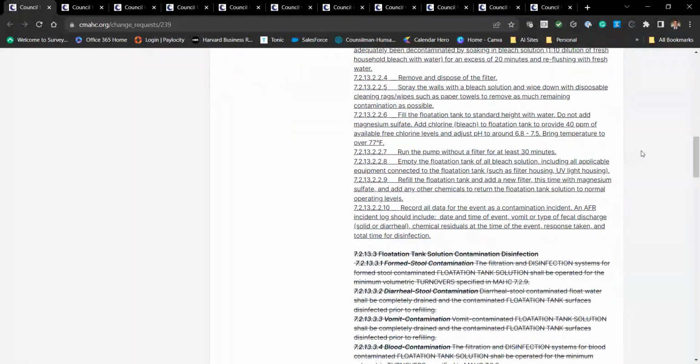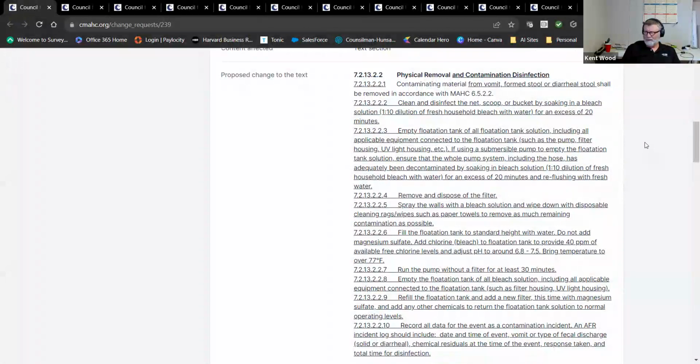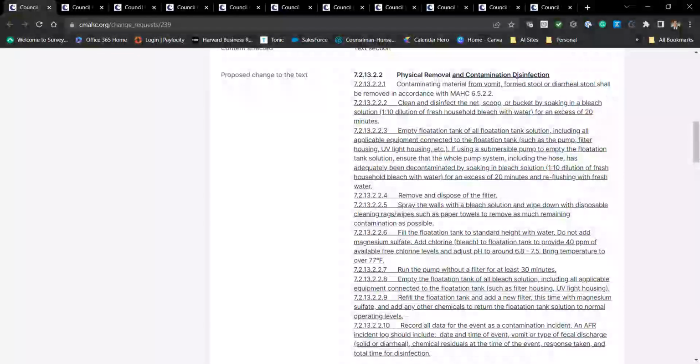Maybe we need to just include the word blood at the top. Yeah, I think the blood being missing is a concern because they're deleting the blood contamination and then not adding anything about it there. I would be in support of this if we could add that word. Or vomit, blood, formed stool, or diarrheal stool.